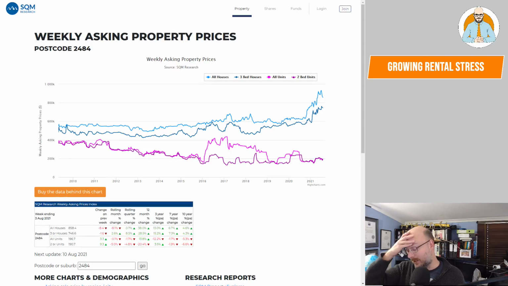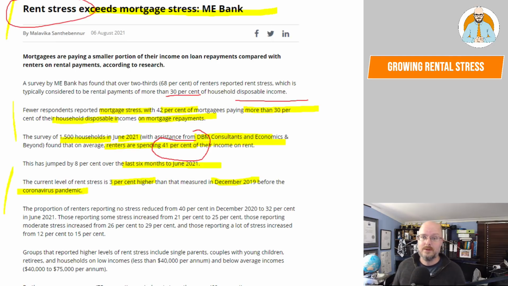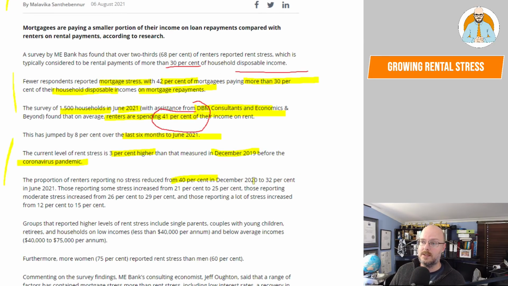This is the gentrification of the regions. A lot of people are getting pushed out. The locals can't stay there anymore. The proportion of renters reporting no stress reduced from 40% in December 2020 to 32% in June 2021. Those reporting some stress increased from 21% to 25%, and those reporting moderate stress increased from 26% to 29%. Those reporting a lot of stress increased from 12 to 15%.